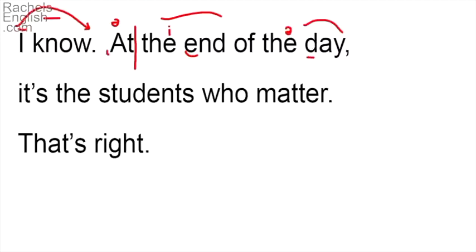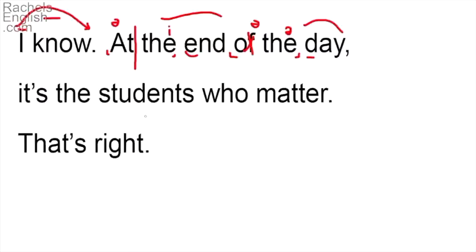So we have at the end. And then I also drop the V sound and make just the schwa. These 2 words said very quickly, the day. At the end of the day.